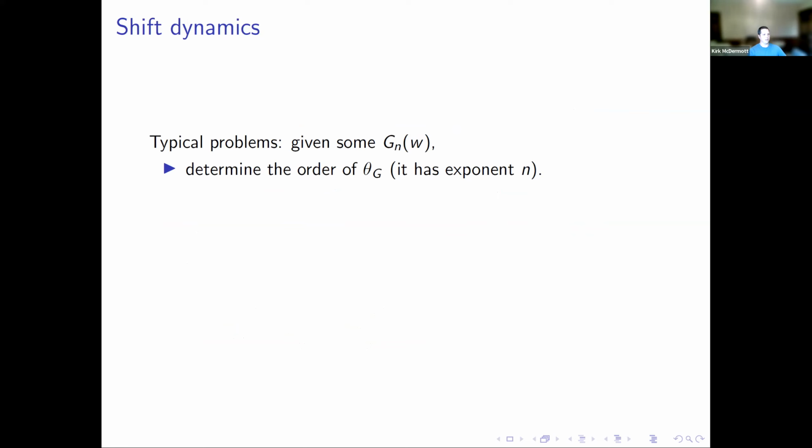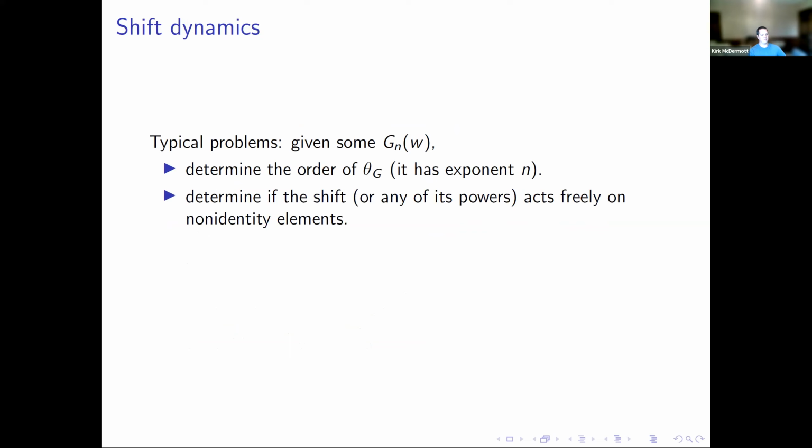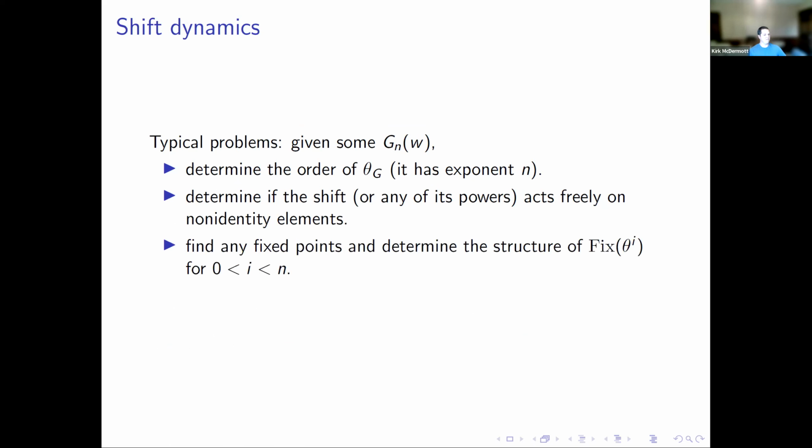Some problems are as follows. Determine the order of the shift. It's got exponent n, but what's its order? Does the shift act freely on any non-identity elements or any powers of the shift? There's a full Zn action on the group. If there are fixed points, find them. Find the structure of the fixed point subgroup. Finally, determine if the shift is an outer automorphism. We'll see in a little bit that the fixed points sometimes turn out to be the conjugating element for an inner automorphism.